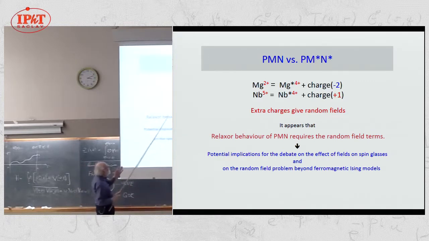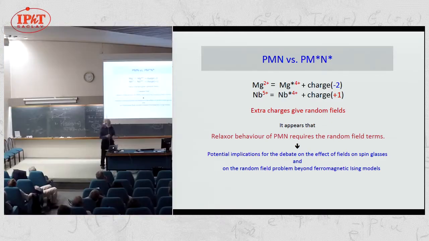Hence it appears to me that the relaxor behavior of PMN requires random field terms. Remember, I've told you it looks like a spin glass, it looks like the other things, and we know from much of the history of spin glasses that people believe that magnetic fields kill spin glasses, not produce them. So it has potential implications for the debate on the effects of fields on spin glasses. It also has some implications for the random field problem when you go beyond the situation of just ferromagnetic Ising models. And I would speculate that if you have a long-range, frustrated system with random fields, you might get something that looks very much like spin glass.